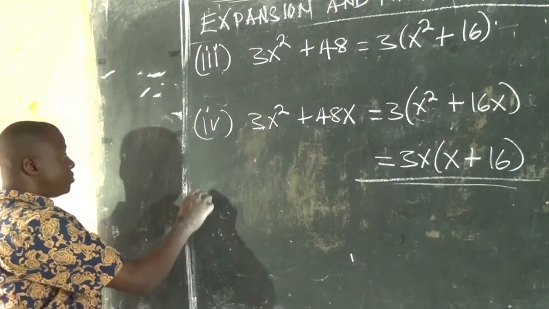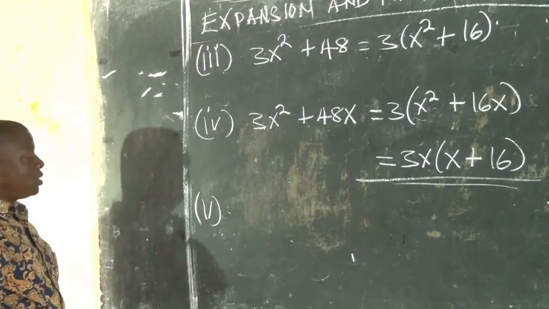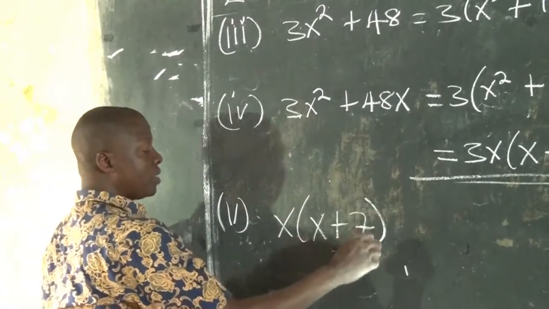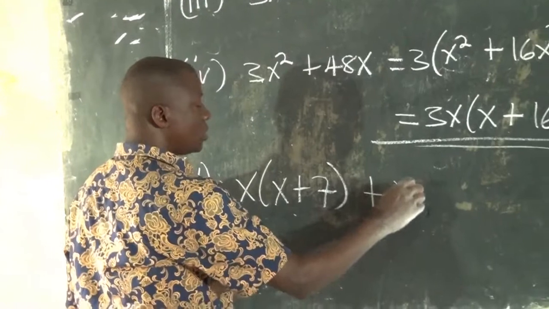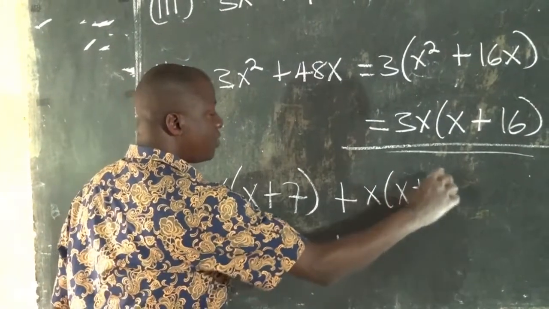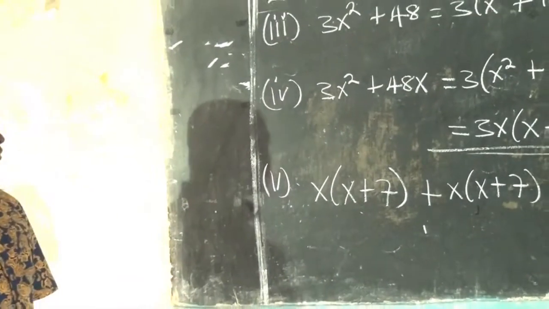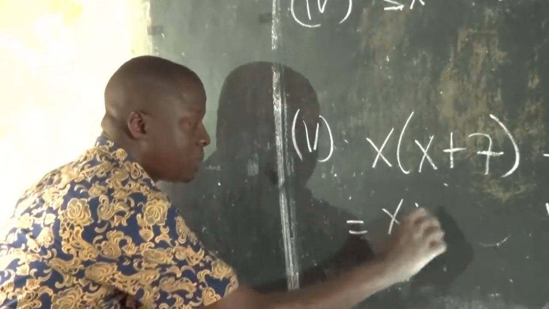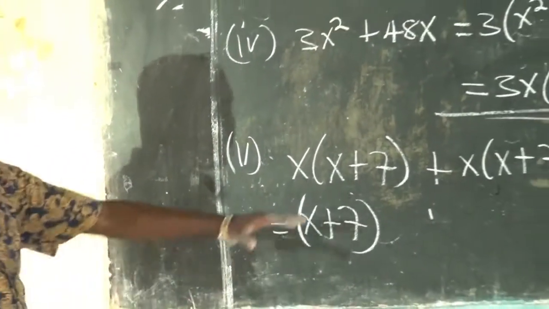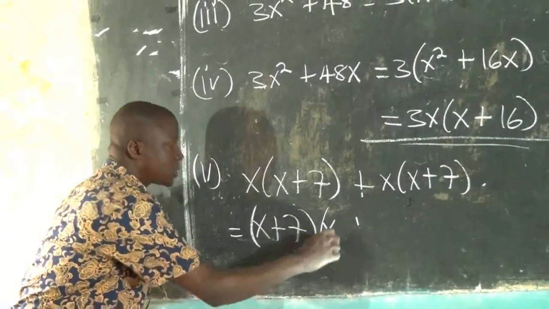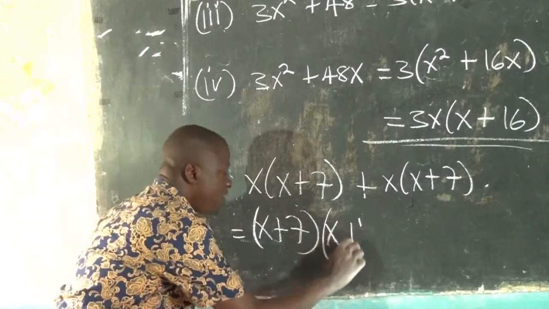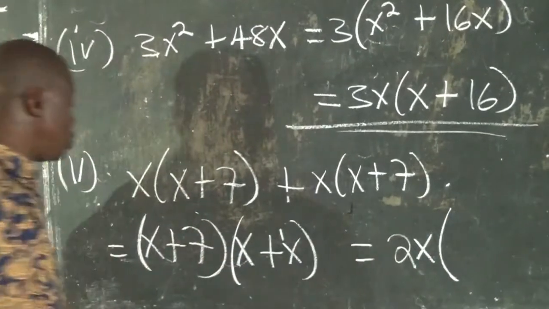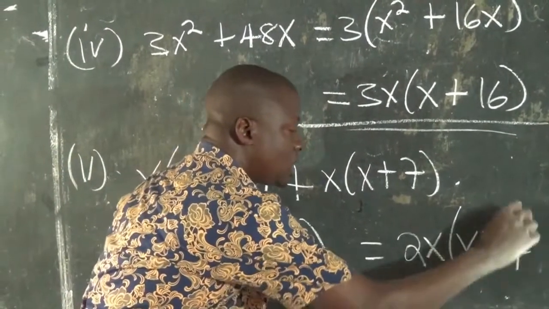Let us look at another example, that is Roman number 5. We have x into x plus 7 plus x into x plus 7. For that case, we see that we have similar elements, meaning that the common factor is x plus 7. Outside, we have x. Then even here, we have plus x. So our answer is going to be 2x into x plus 7.